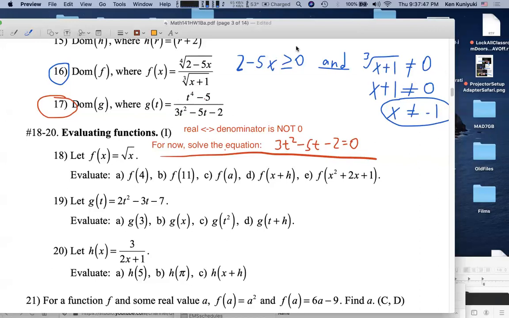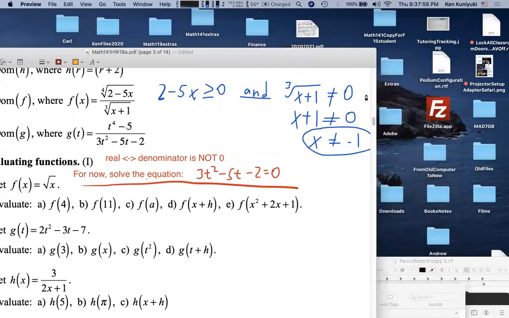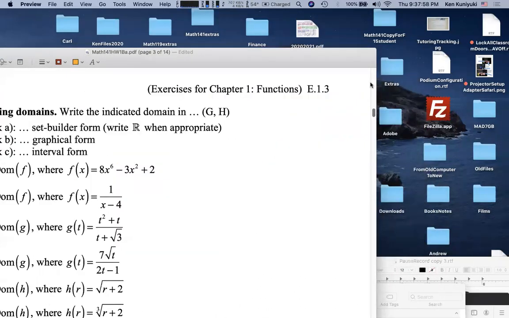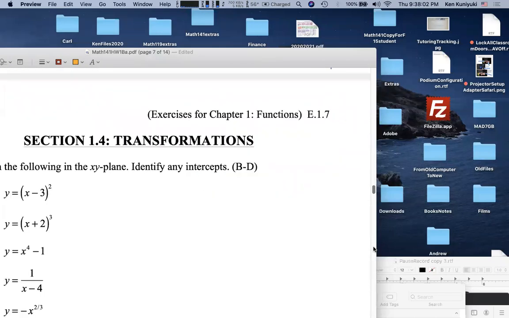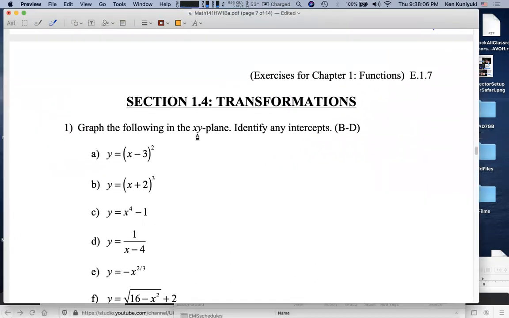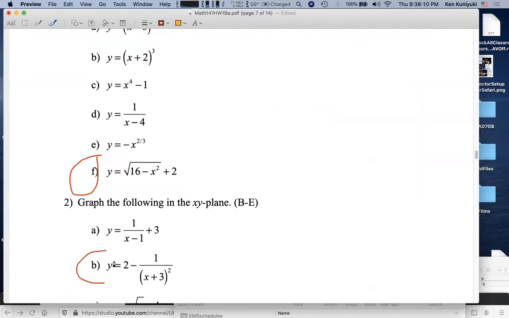Any more follow-ups before I leave the page? Let me go to 1.4. I can come back, that's fine. Oh wait, 1.4, that's ahead. 1.4, 1F, and 2B. Sounds like Battleship. 1F and 2B.